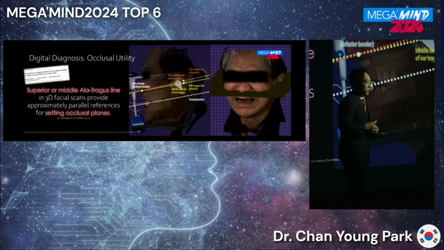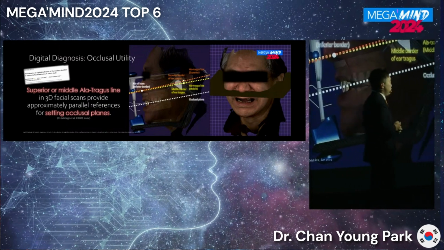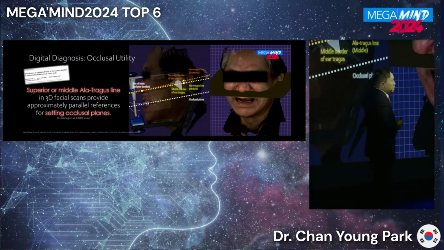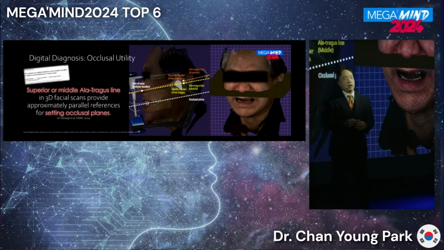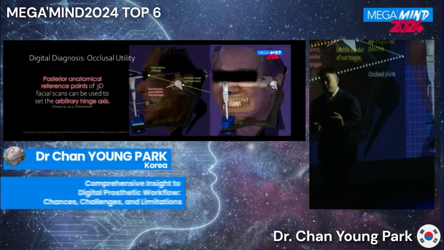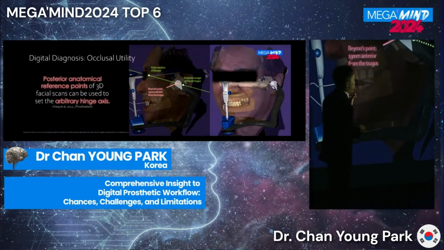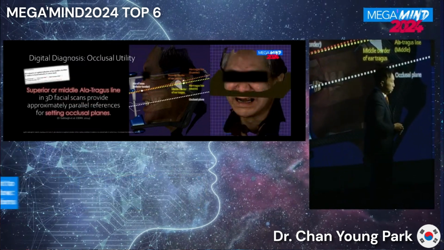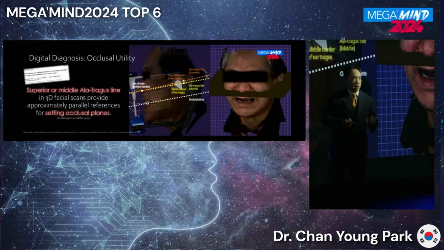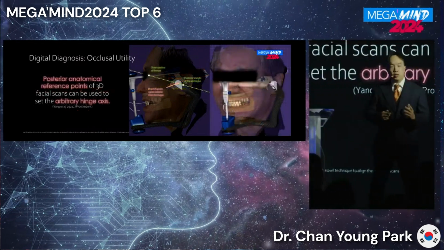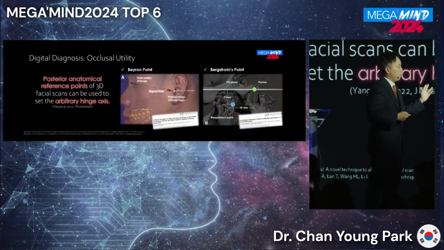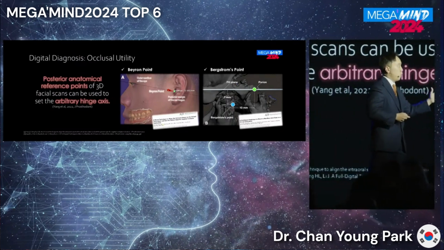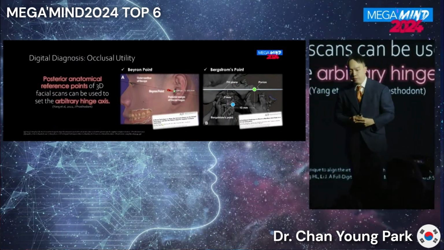Another is the occlusal utility, and recent studies support that using the anatomic landmarks from the 3D facial scans are reliable enough for setting the optimal occlusal plane for oral rehabilitation cases. Or if faceplate mounting is needed for some cases, we could use some posterior anatomic reference points from the facial scans. So for the occlusal plane, we usually use the Alatrogus line or the Camper's plane. And for the arbitrary mounting, we could use some known reference points from the literature, such as the Bayron point, set from the posterior margin of the ear tragus, or the Bergstrom's point, set from the Porion.